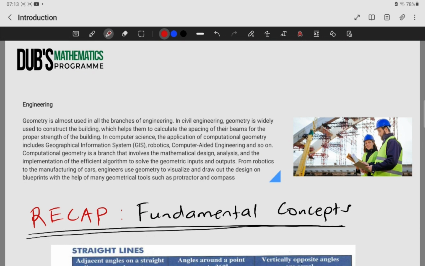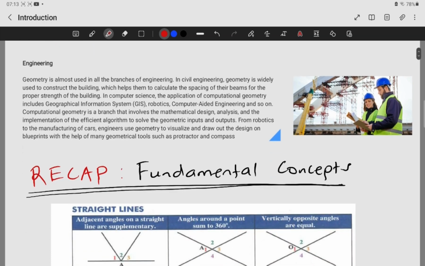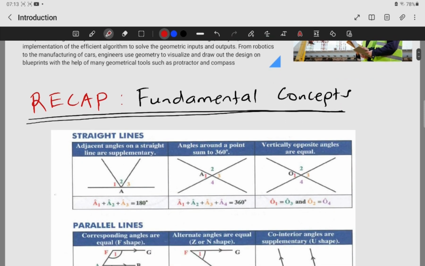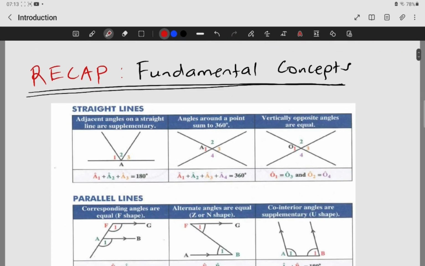Welcome back to this video. In the previous video, we looked at what exactly is Euclidean geometry. Then we looked at applications of Euclidean geometry in different professions. Now we're just gonna look at some fundamental concepts that were covered in earlier grades, be it grade 9 and grade 10. So we're first gonna look at straight lines.